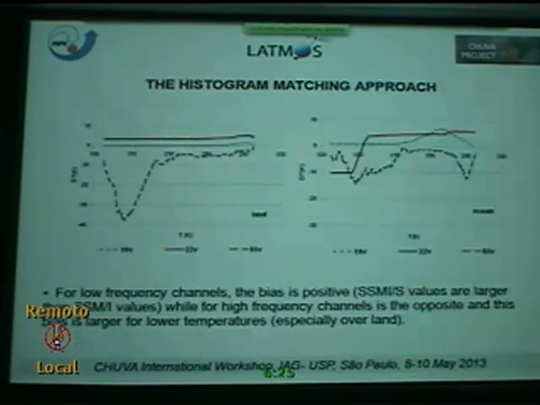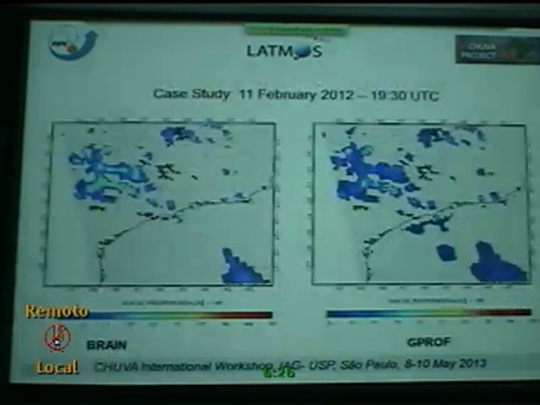This is for the channels most related to rainfall: 19V, 22V, and 85V. For different temperatures, we have different corrections. So we use this table to correct the channels for SSMIS. We start with the SSMIS vector, apply this histogram matching approach, and create a kind of synthetic SSMI channels that we can put into the models to come up with the precipitation. So this is the case study.